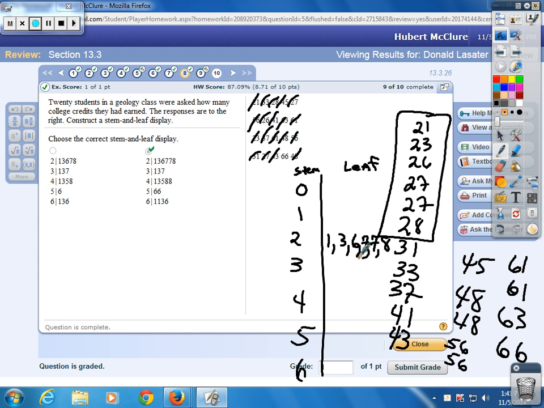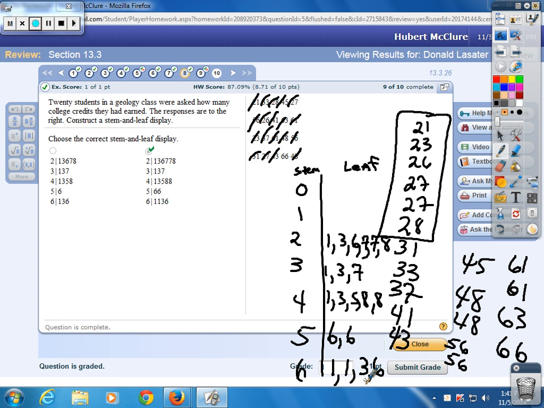How many 30s we have? 1, 3, 7. How many 40s we have? 1, 3, 5, 8, 8. How many 50s we have? 6 and 6? And how many 60s we have? 1, 1, 3, and 6. So which one is that?